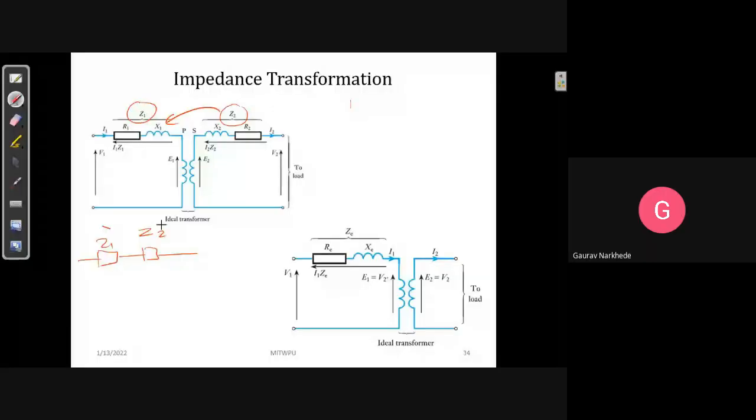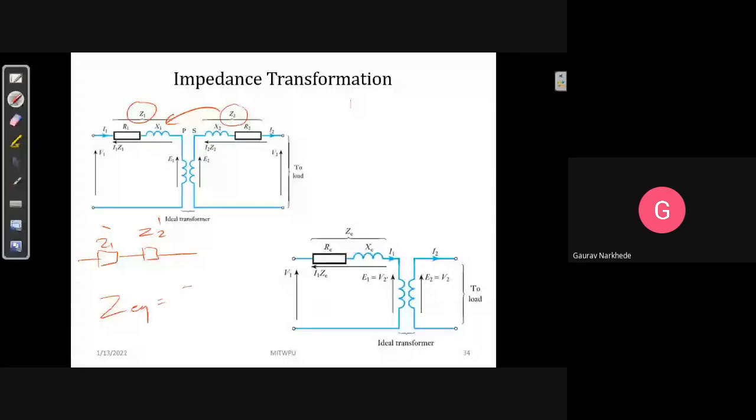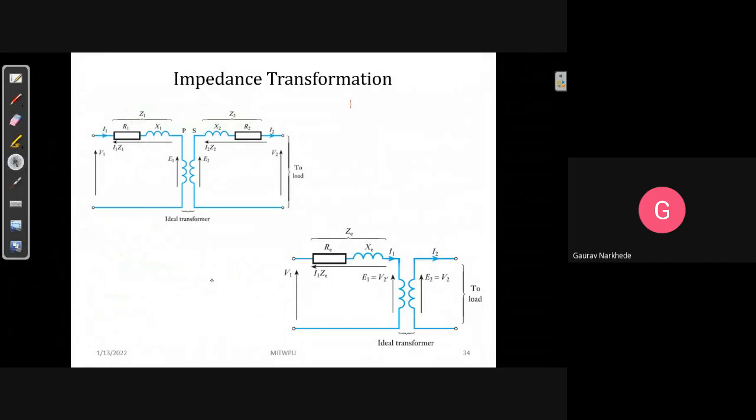Now similarly, can we transfer the impedance? Yes, we can also transfer the impedance, right? For example, R1 and X1, its impedance is Z1. R2 and X2, its impedance is Z2. So we can transfer this Z2 here, can't we? How? Here you have Z1, and here Z2 dash will come, correct? And total ZEQ will be equal to Z1 plus Z2 dash, right? So it is the same, only it is expressed in the form of impedance. Any problem in this?